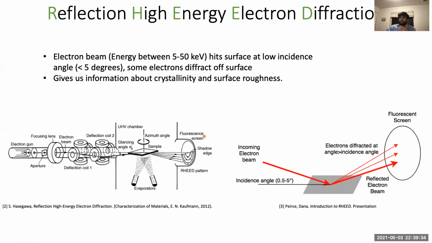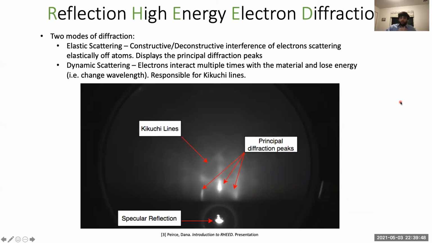And RHEED gives us information about the crystallinity and surface roughness, which I'll talk about on the next slide. So RHEED operates under two main modes of diffraction. One being the elastic scattering of electrons, which is responsible for the principal diffraction peaks shown over here. And the other is through inelastic collisions responsible for the Kikuchi lines shown over here.